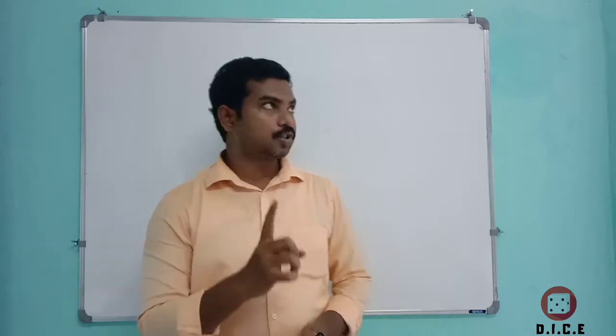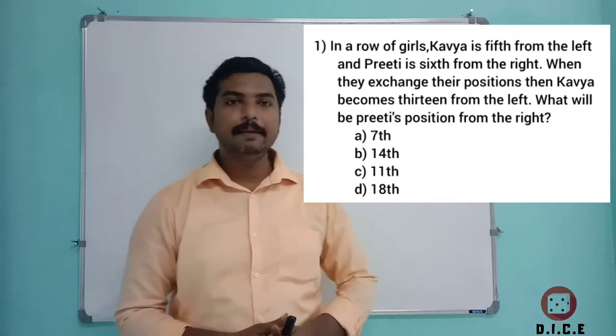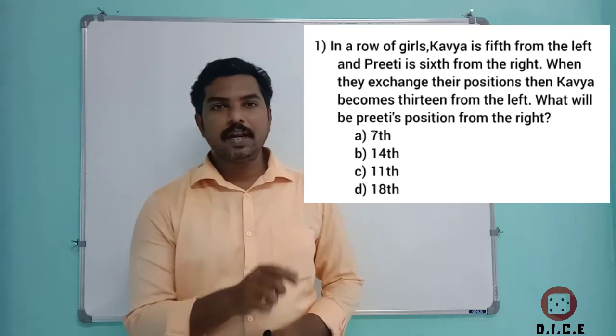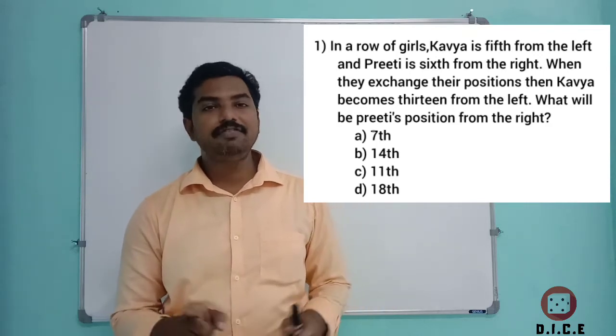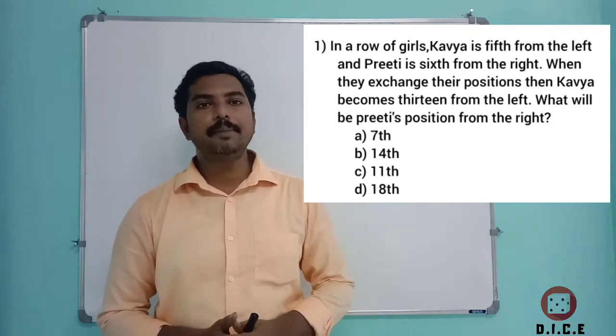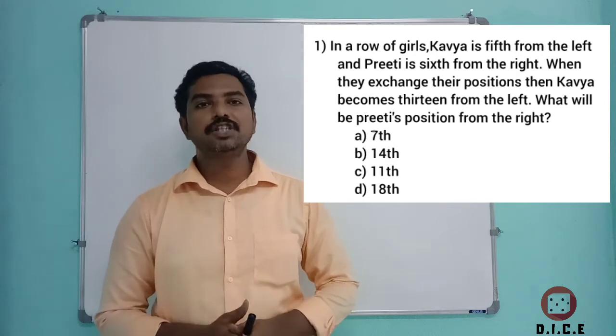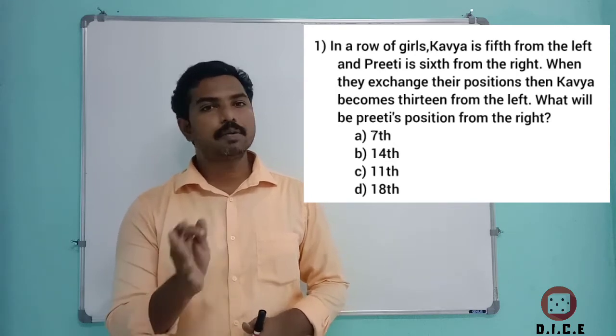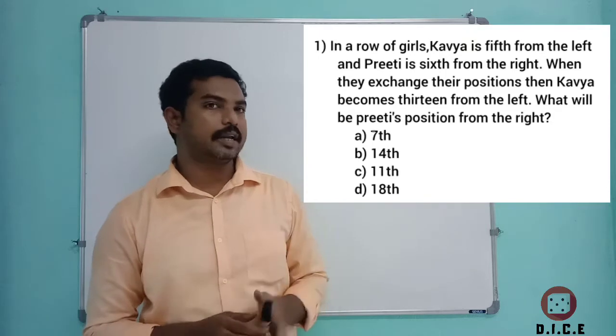If you see the first question, part 2, ranking: Kamya is 5th from the left and Preeti is 6th from the right. If they interchange their positions, Kamya becomes 13th from the left. What is the position of Preeti from the right hand? That is the question. You can go through the question clearly.